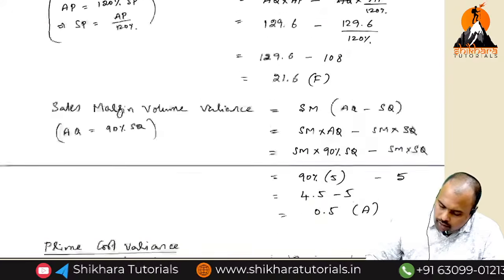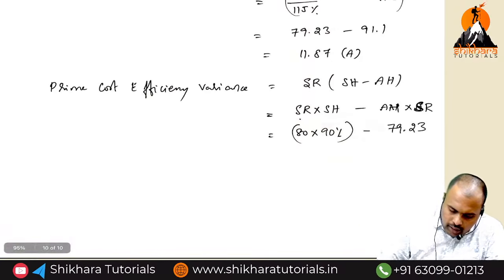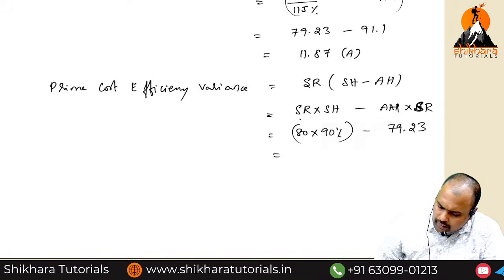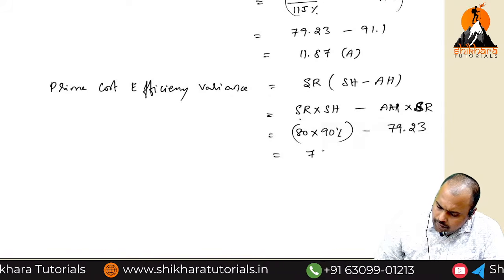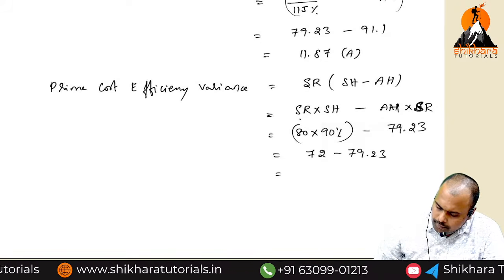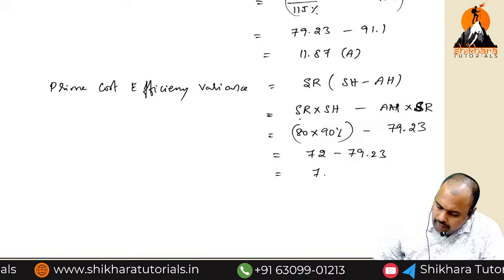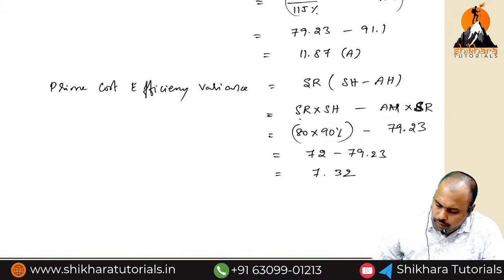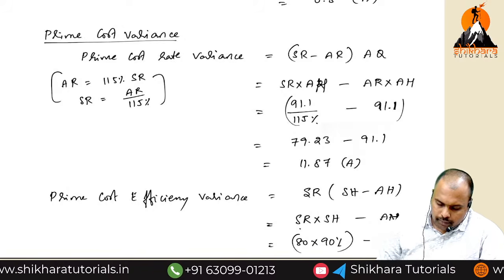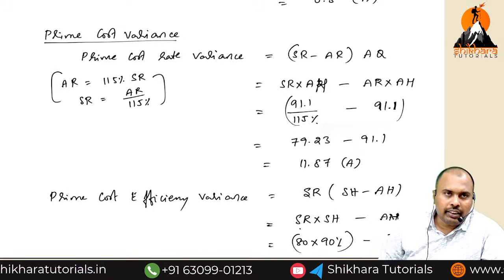Clear? So now how much it has to be? 72 minus 79.23, which is 7.32 adverse. Clear? That is rate variance and efficiency variance.